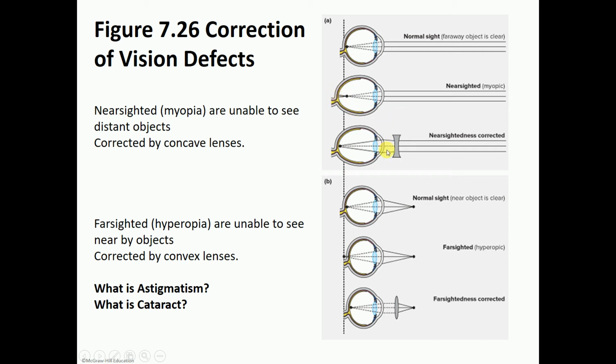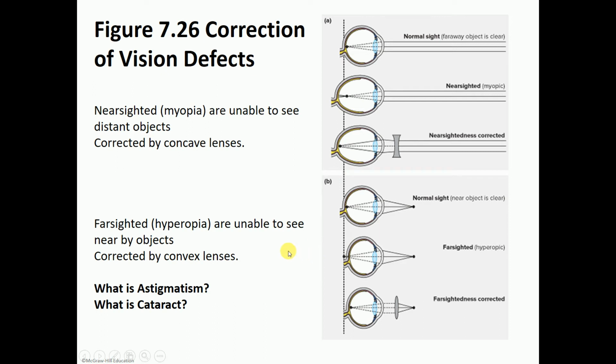And you will correct that using a concave lens. Now, in the case of farsightedness, or hyperopia, that's a little bit different. That's the exact opposite, where they can see from afar, but they are unable to see near objects. It's hard for them to read.